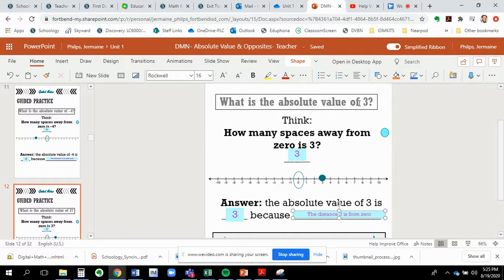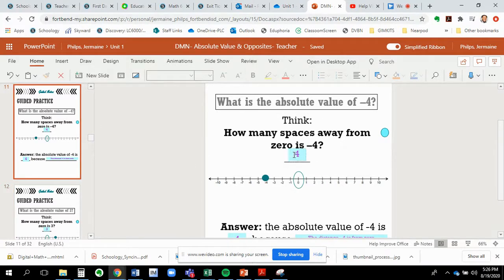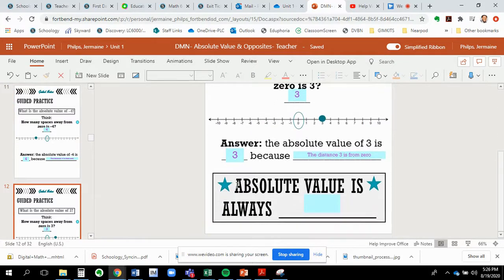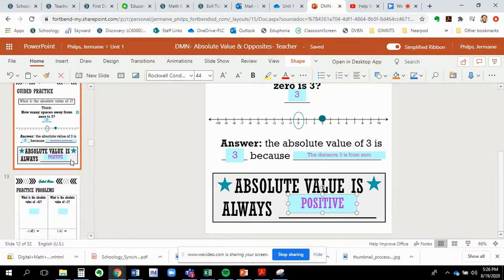So when we looked at the absolute value of 3, a positive number, the absolute value was 3. When we looked at the absolute value of -4, we realized the absolute value was +4. So when we look at absolute value, we notice something, and this is our key phrase for today, our big idea: absolute value is always positive. Every single time.